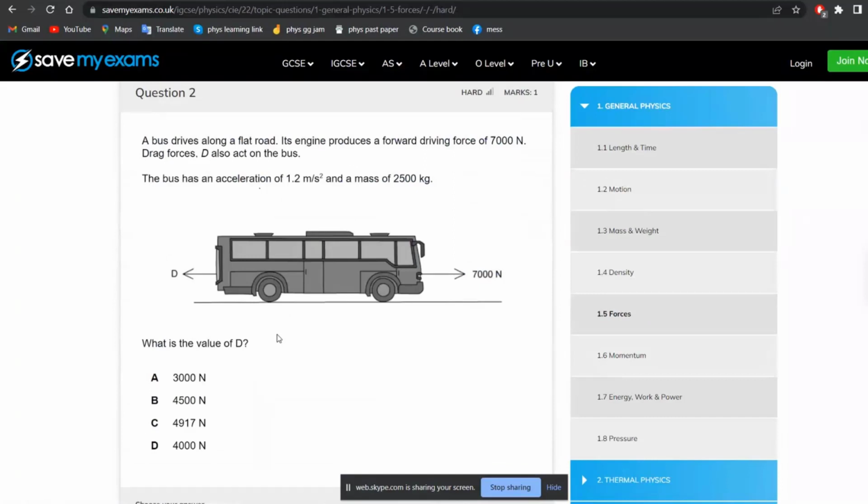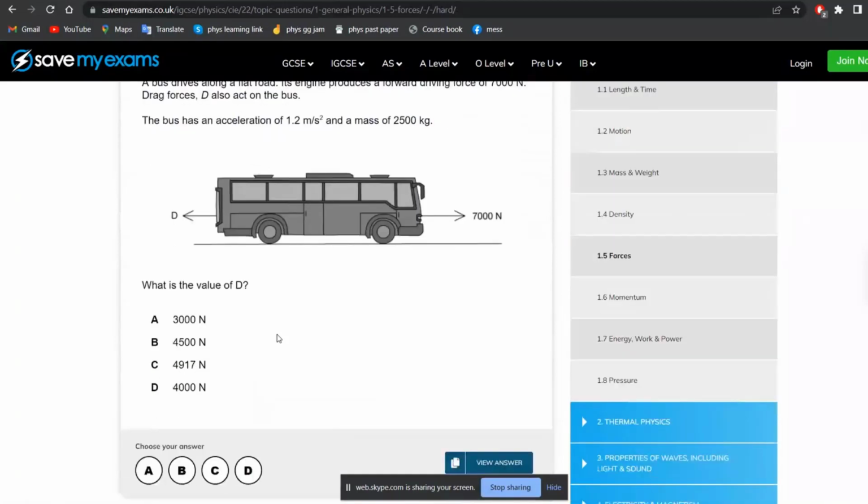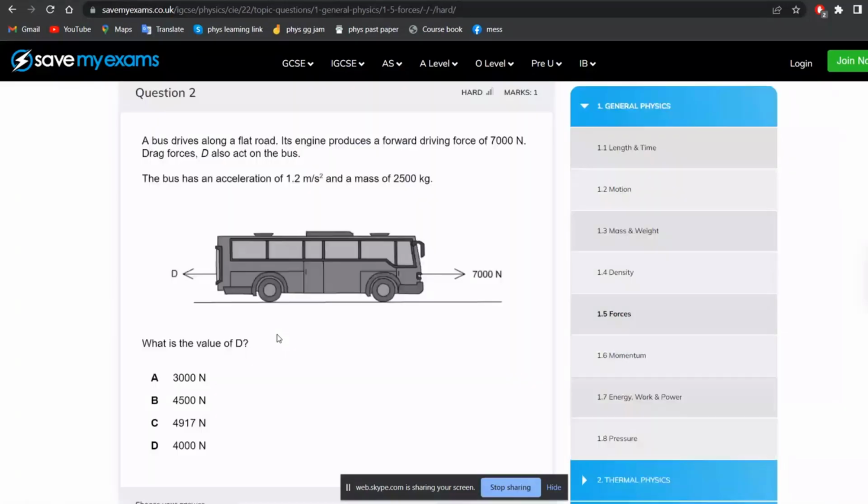Acceleration is... Have you learned Newton's second law, Newton's laws of motion? Have you learned that in school? To answer this question, can you say it again? Have you learned Newton's first law, Newton's second law? No, not yet. You haven't learned Newton's laws, right? Wait, let me check.